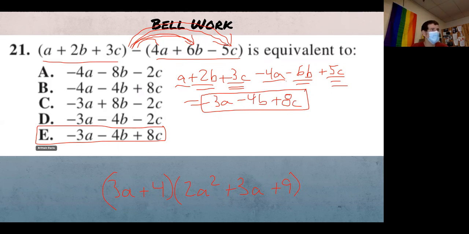And if you made a mistake, no big deal. Hopefully you can catch what went wrong. And that's what the purpose of this bell work is all about.